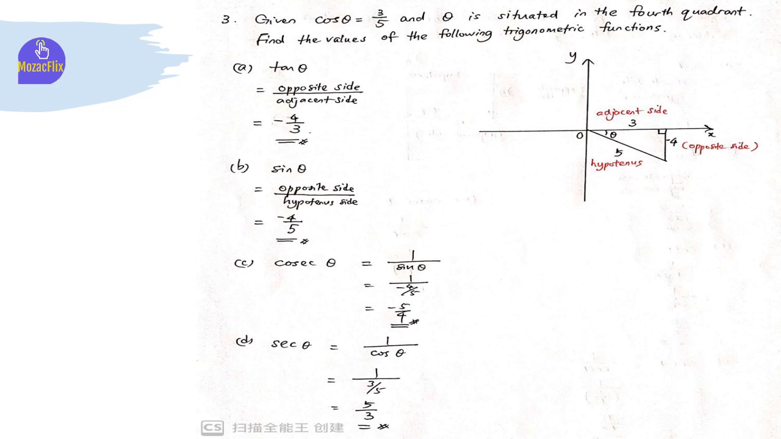The last part, D, we want to find the secant theta. Secant theta equals 1 over cos theta. The cos theta is already given, the value is 3 over 5. So 1 divided by 3 over 5, and you will get 5 over 3.